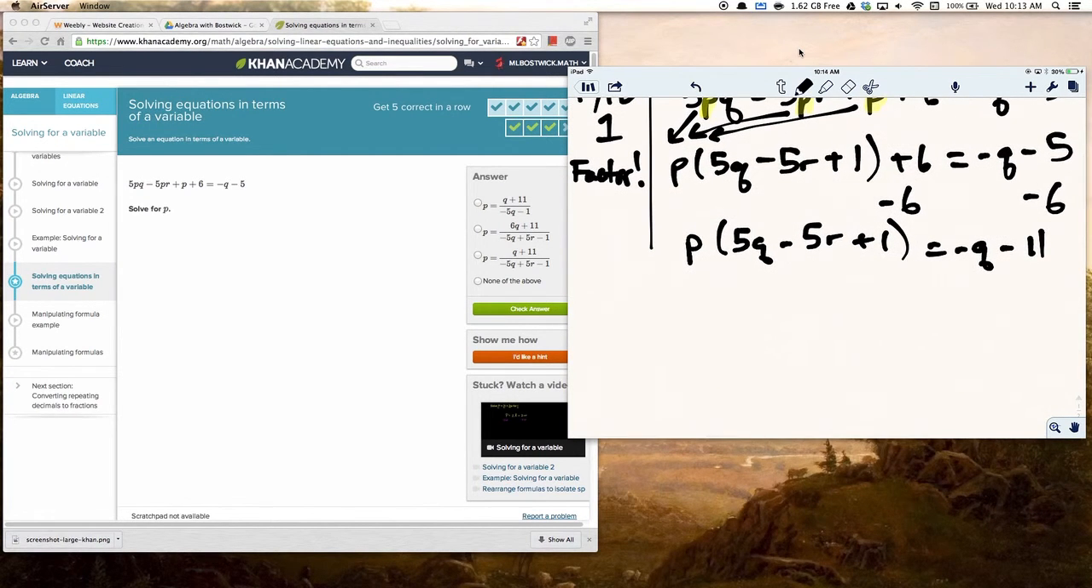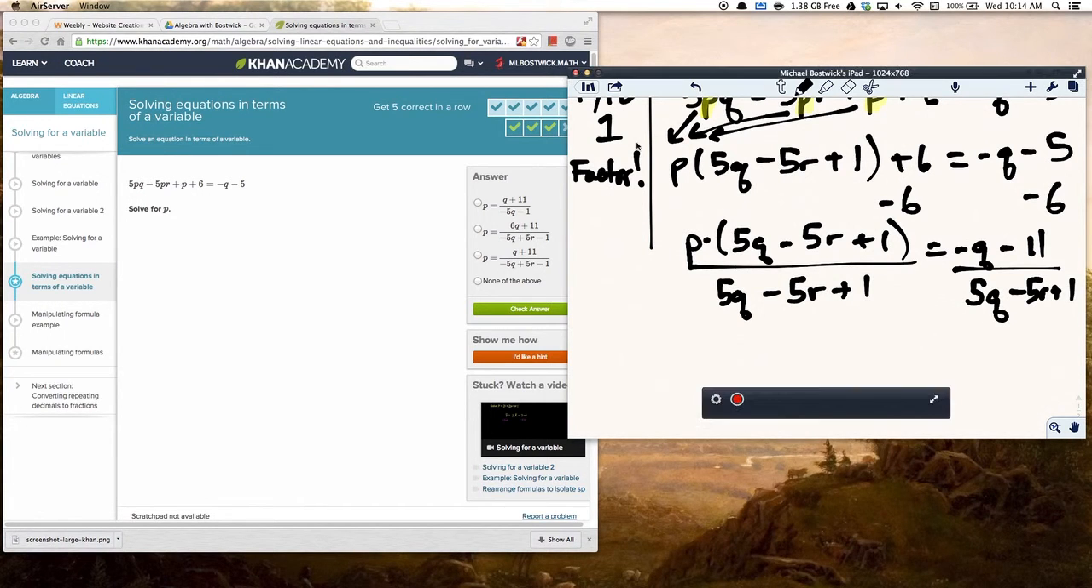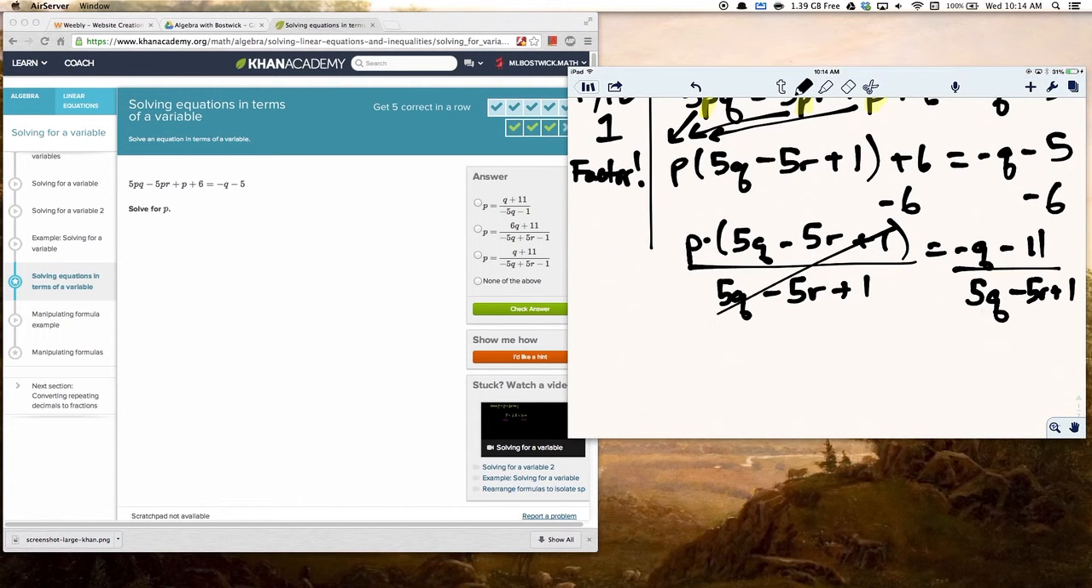Okay, so I've got p times this crazy monstrous thing here, but thinking back to last semester, in order to undo multiplication, all I have to do is divide. In this case, I'm going to divide by the monster, 5q minus 5r plus 1, and I have to do the same thing to the other side, 5q minus 5r plus 1. You'll even notice that there's a lot of answers over here that look an awful lot like that. And so I am very close to an answer at this point because this whole mess cancels out. And I get p is equal to negative q minus 11 over 5q minus 5r plus 1.